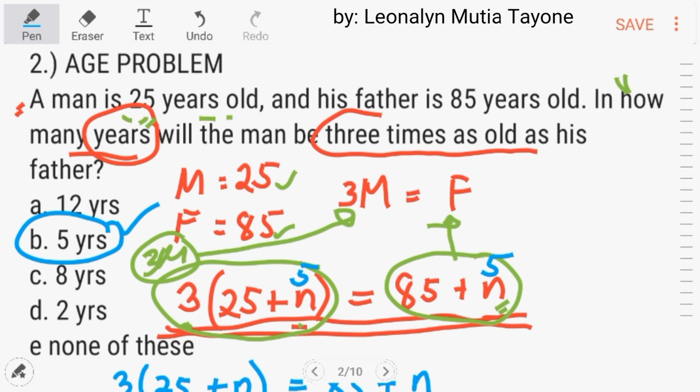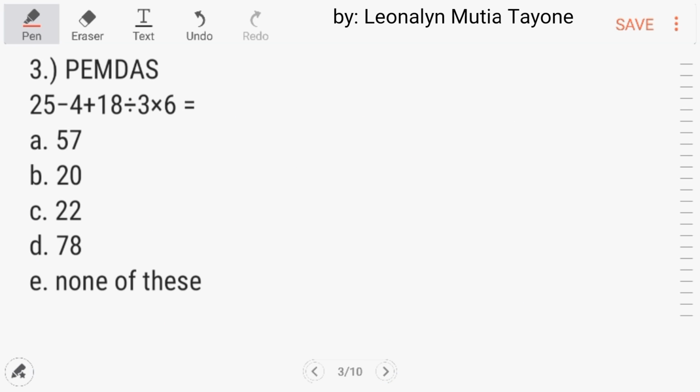Letter B. Number 3. Let's do PEMDAS. I-review muna natin ang rule ng PEMDAS. Ang kadalasang mali sa mga ibang sumasagot nito ay pagkatapos ng parenthesis tapos exponent, yung multiplication muna ang unahin nila bago yung division, which is wrong.